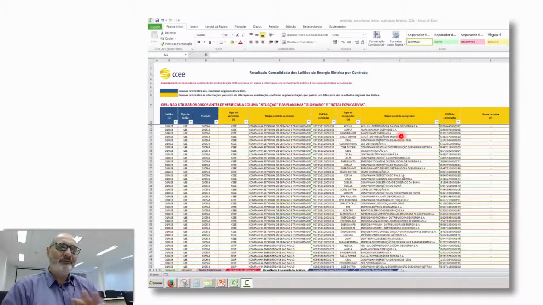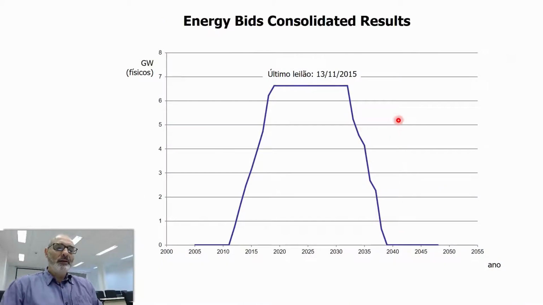Okay, so you have many types of information. I'm going to show you next week, and from this database, you can, for instance, build this type of graph. I didn't bother to put the current data, but this graph is the total amount of commercialized energy. So physical gigawatts, that's the installed capacity multiplied by the capacity factor. So this is real.